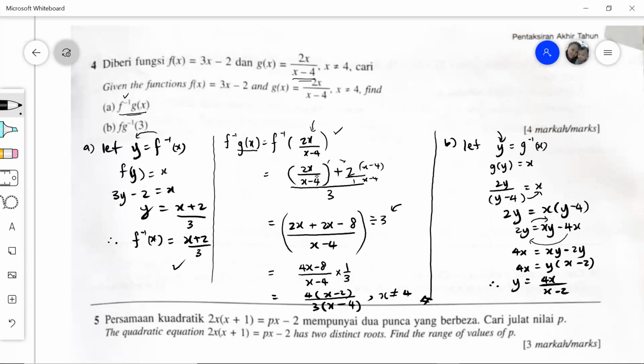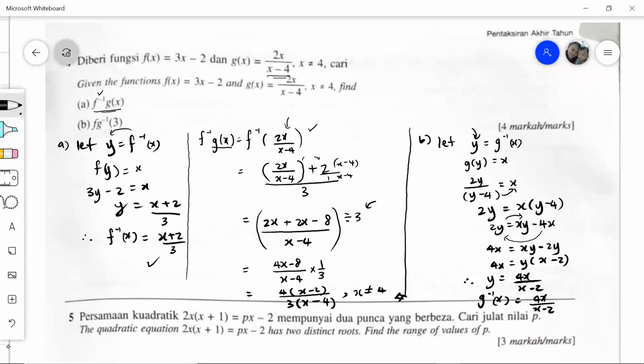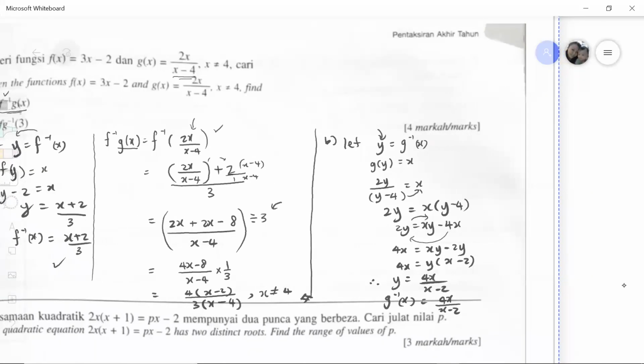And what is y? Because we let y be G inverse, therefore G inverse will be 4x over x minus 2. Not yet! A lot of students do up to here and then continue. They forgot to answer the question. The question says f. Hey, what happened?